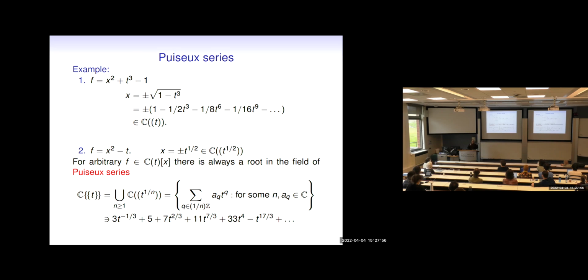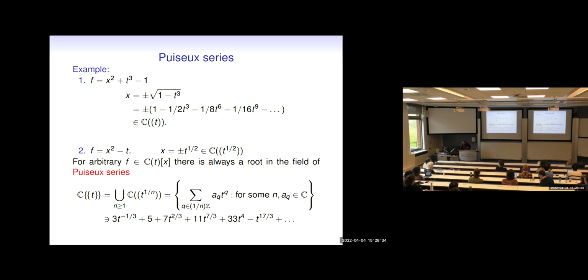So in general, I'm looking for series, like formal power series, with rational exponents for the t's, with the requirement now that for any given series, the rational exponents have a common denominator. They live in t to the 1 over n for some n. So you can see here at the bottom line, we have an example where the n is 3. My exponents are going up, but they always have a 3 as the denominator.